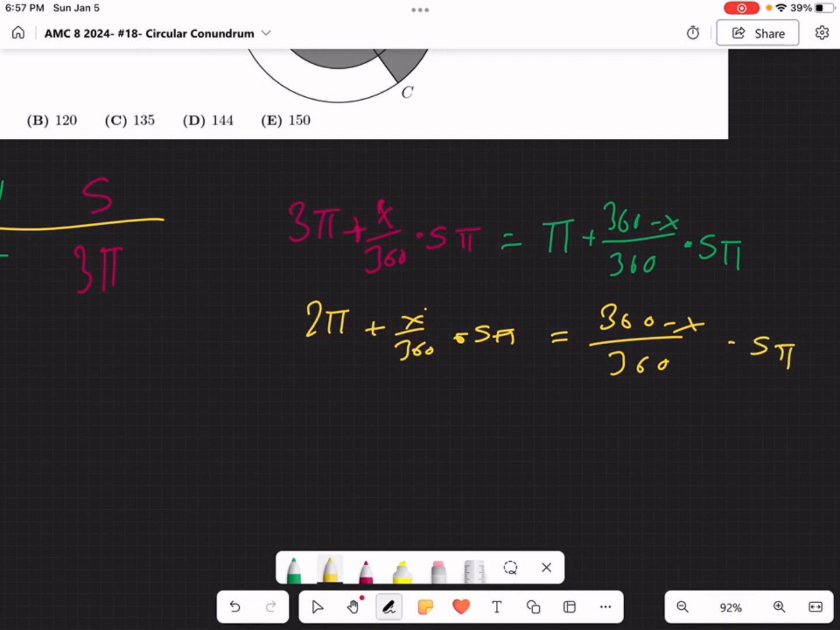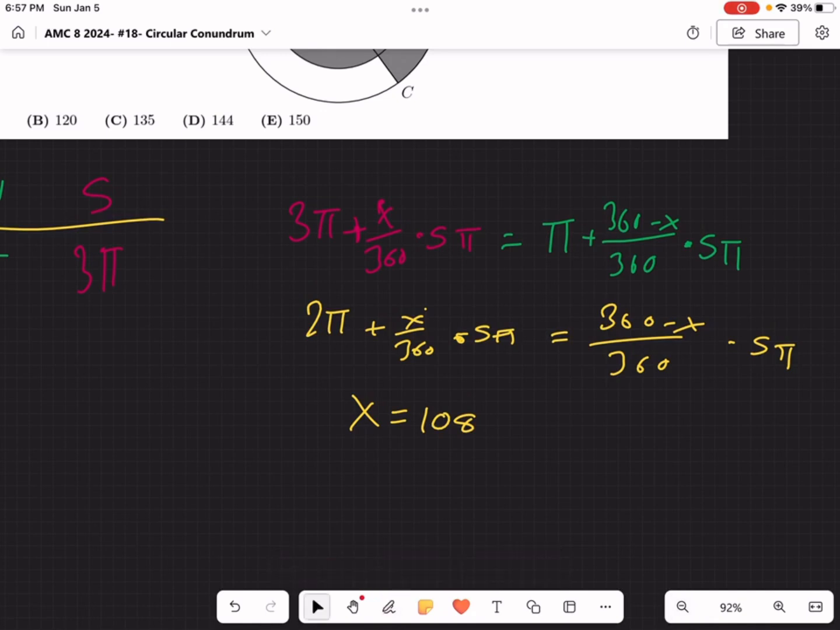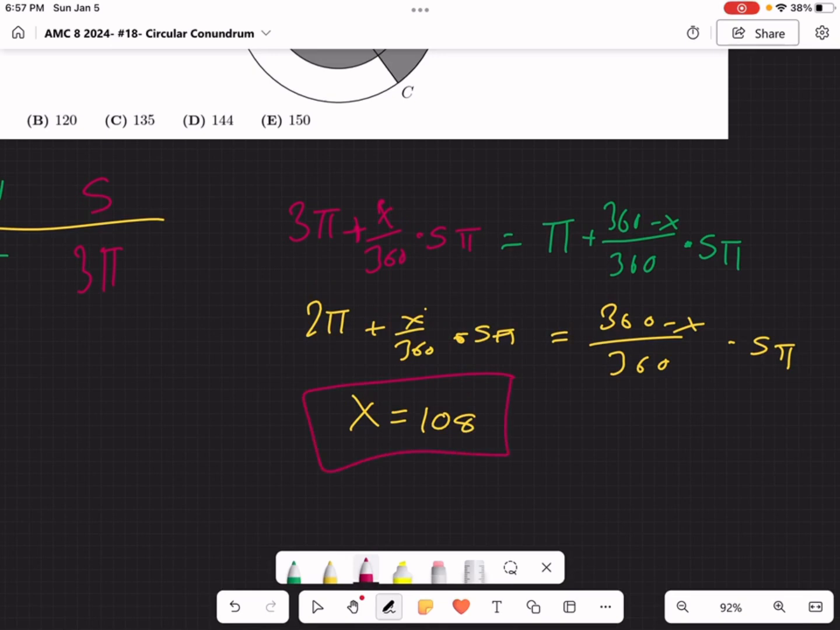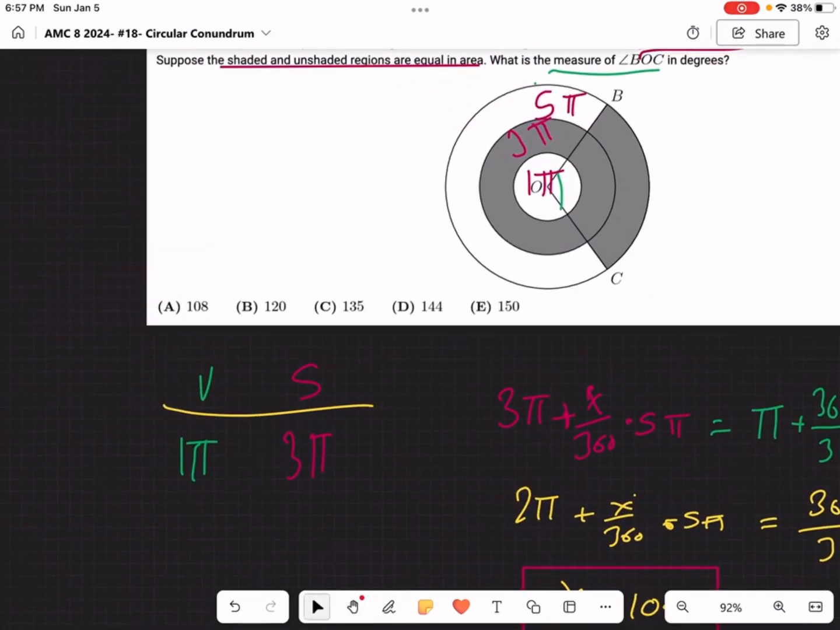Now, just for the sake of time, I'm just going to go ahead and tell you that x is going to be equal to 108. And just for more practice, you guys at home can evaluate this on your own so that you can better get these number solving skills. Since we know that x is 108, that is just going to be our final answer because we found the measure of this angle x.